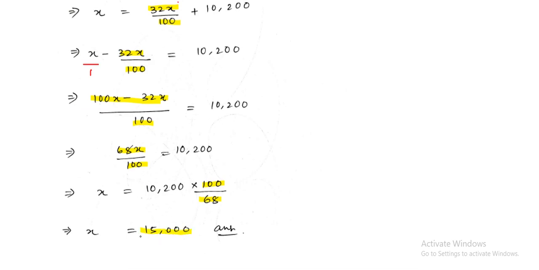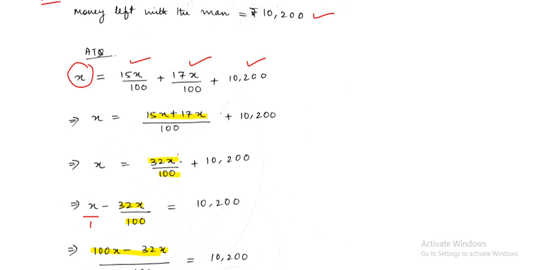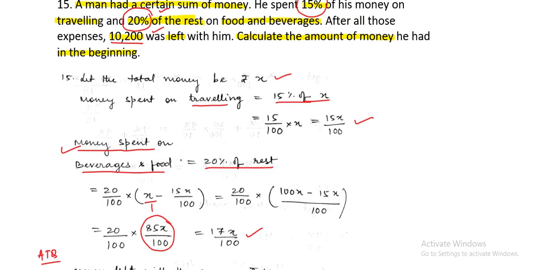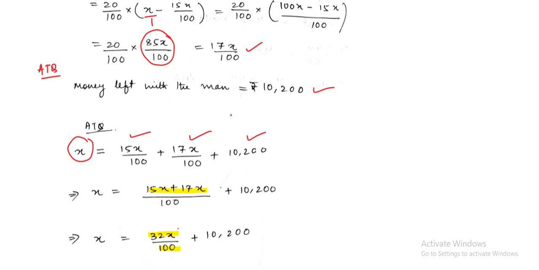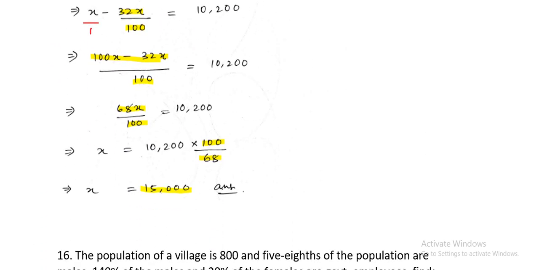So what is x? X is our total money. You see what was x? X is the total money he was having. You have to calculate the amount of money he had in the beginning. This you have to find out. So what is our answer? Our answer is 15,000 was the money he was having in the beginning.